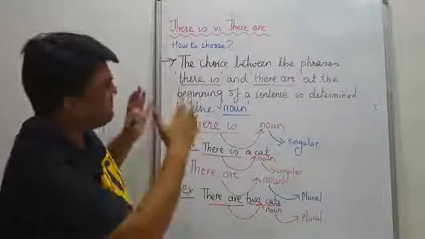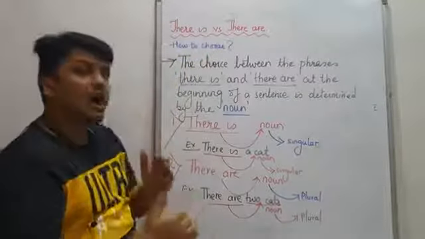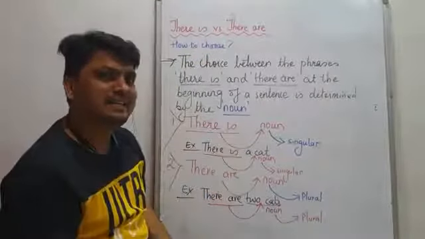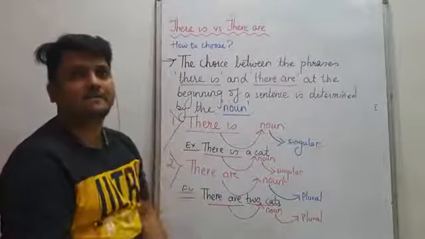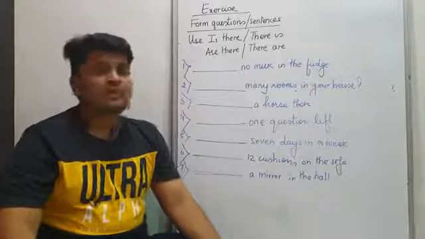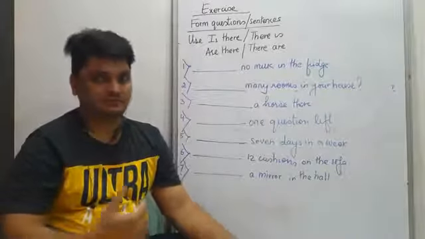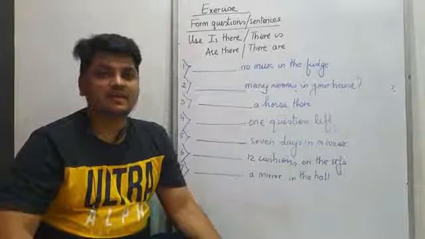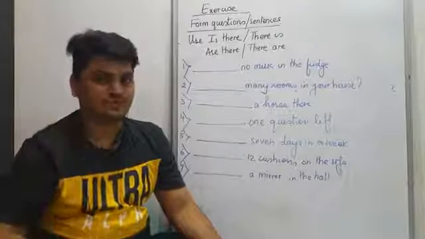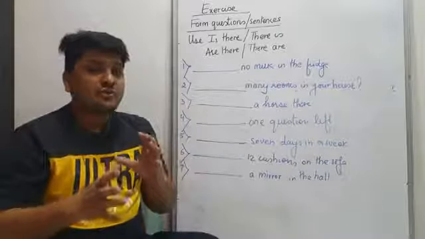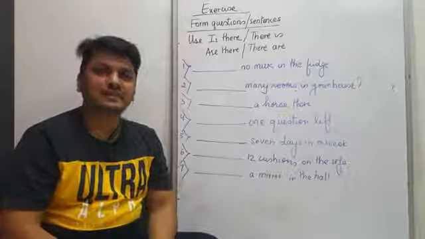Now students, I have given you the description of how to choose between there is versus there are. Now let's solve 5 sentences and see what comes in the blank, is or are. Now students, we will do an exercise based on what we have learned. There is versus there are, how to choose. Now student, you can see here on the whiteboard I have written 7 sentences.